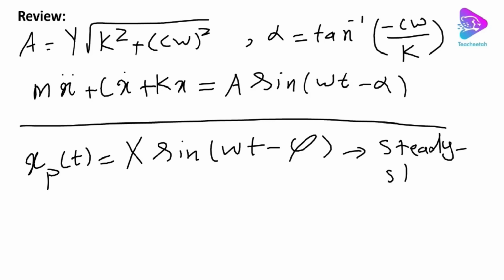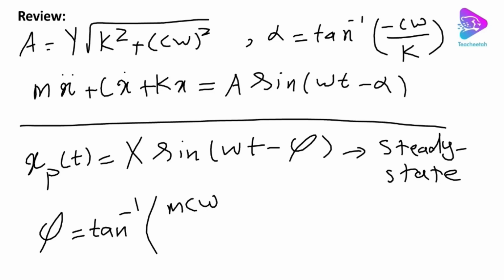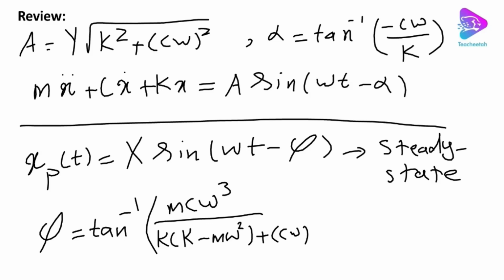This is the steady state response of the system. That's what we actually care about in vibration problems, and we can simply find X and phi the same as what we did before. For example, phi for this system is equal to the tan inverse of m c omega cubed divided by k times (k minus m omega squared) plus (c omega) squared.